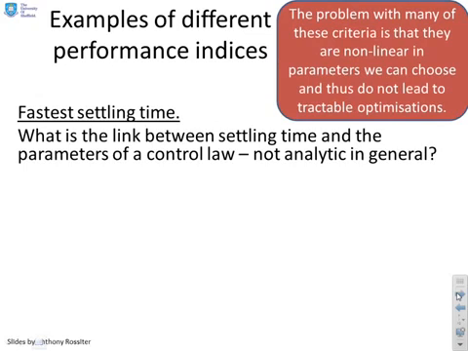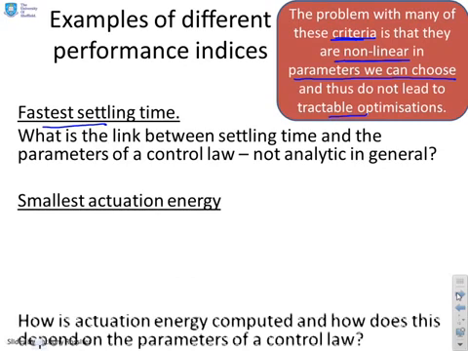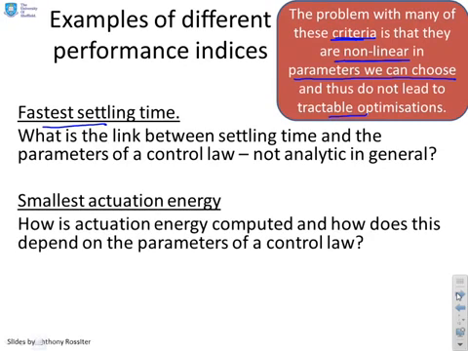So let's look at these in turn, and you'll see I'm summarizing the problem, which is that the criteria you might use, many of them are non-linear in the parameters that you can choose, and therefore they do not lead to tractable optimizations. So what's the link between settling time and the parameters of a control law? And you find in general you will not find an analytic expression. What's the link between actuation energy and the parameters of the control law? And again, you'll find it's difficult to get an analytic expression.